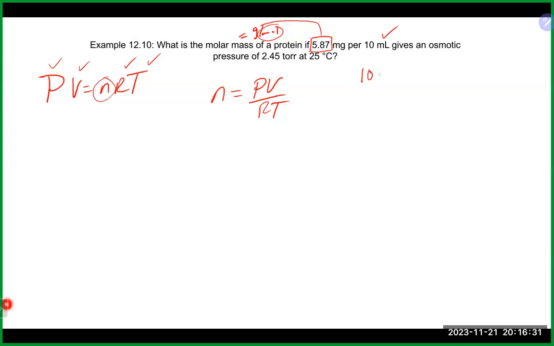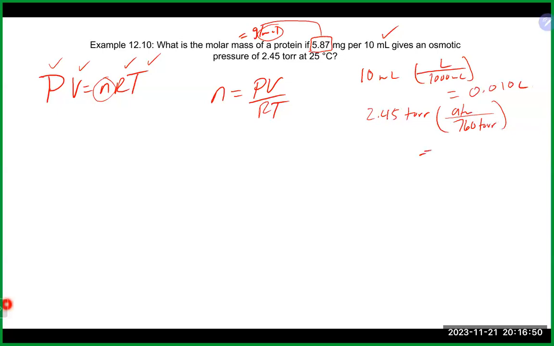So we'll take our volume here of 10 milliliters and convert it into liters. 1,000 milliliters is a liter, so 0.01 liters. We do need to convert our pressure into atmospheres, so we'll divide it by 760. That's going to give us 0.00322 atmospheres. And like normal, we do need to convert our temperature into Kelvin, so that's going to give us 298 Kelvin. At that point, we have everything that we need to use the ideal gas law.